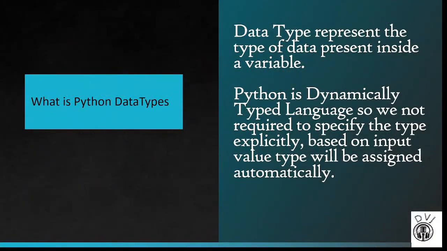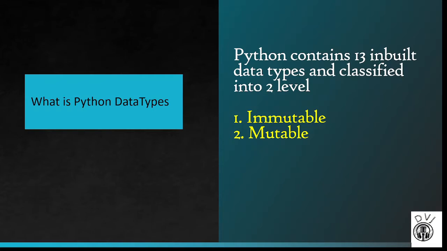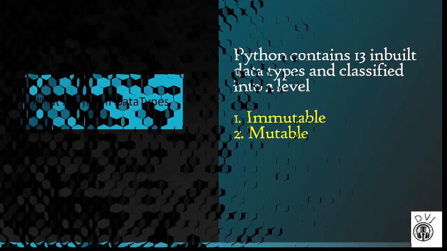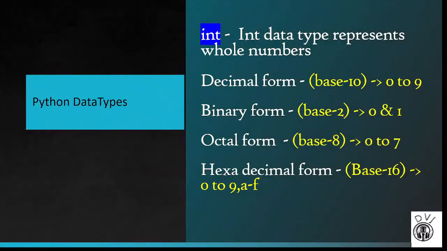Python data types. A data type represents the type of data present inside a variable. Python is a dynamically typed language, so we are not required to specify the type explicitly; based on the input value, the type will be assigned automatically. Python contains 13 inbuilt data types, classified into two levels: immutable and mutable. Int, the integer data type, represents whole numbers. We can represent int values in four ways.